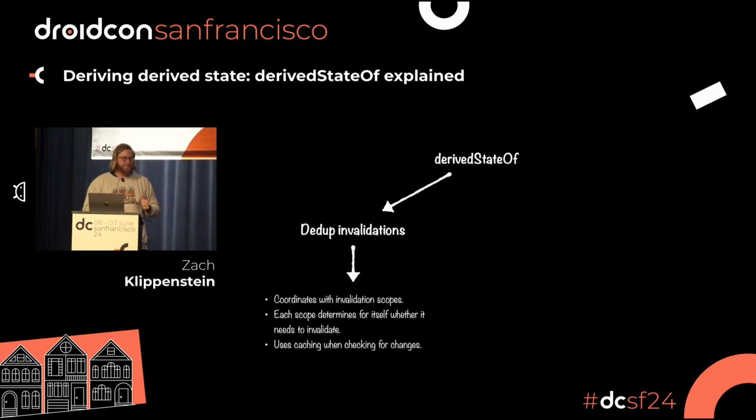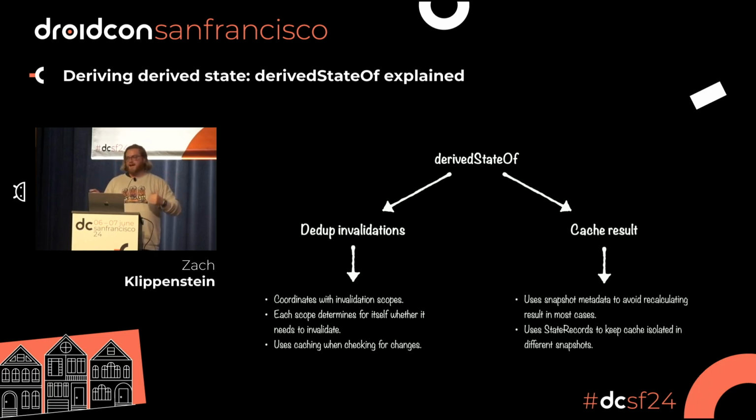All right, we made it through. So there are 2 parts to derived_state_of, 2 functionalities. First of all, it dedupes invalidations. And it does this by coordinating with invalidation scopes. And the invalidation scope is actually what does the calculation to figure out if it needs to reinvalidate or not. And this feature takes advantage of caching because if it thinks something might have changed, it has to ask the derived state for its value again to compare with what it saw last time. If it hasn't changed at all, we'll hit the cache fast path and not rerun the calculation lambda.